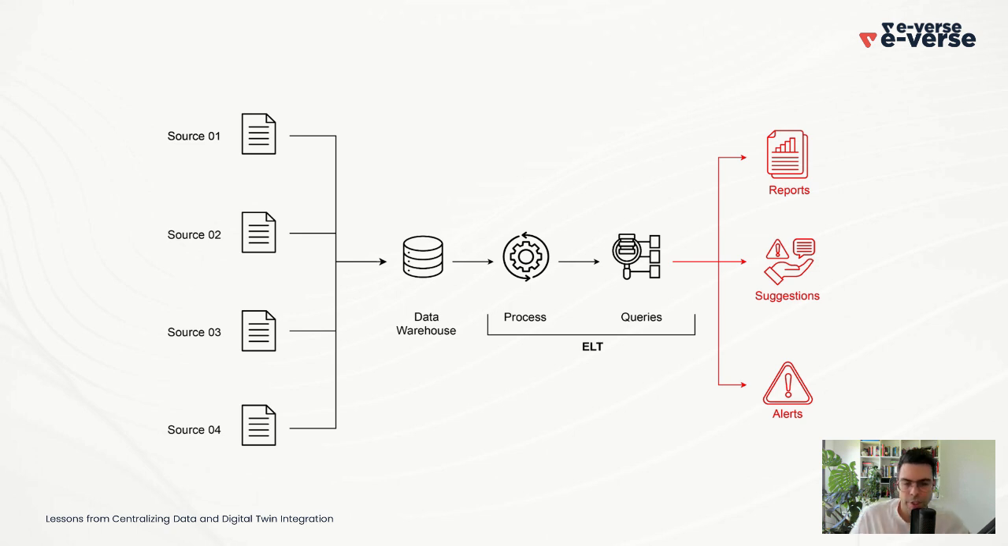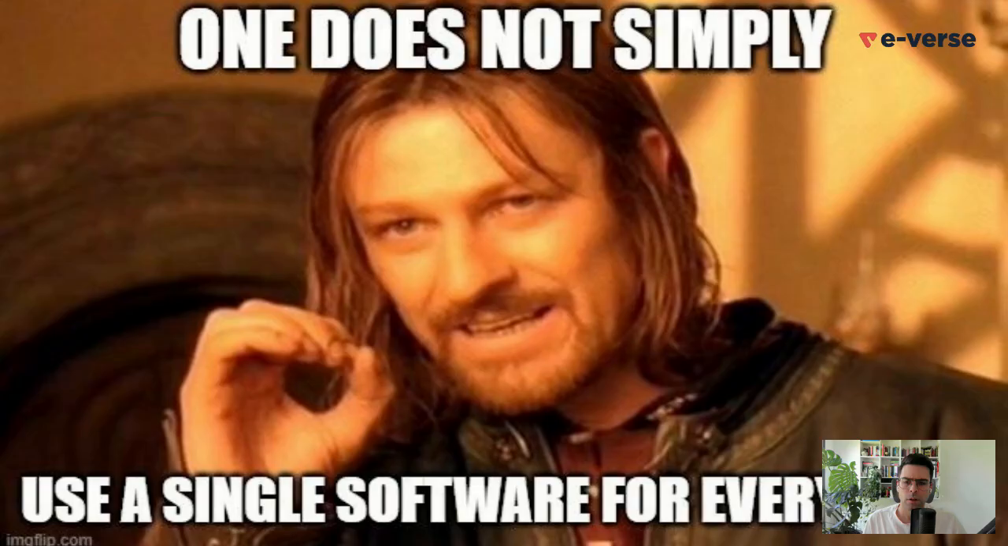So these were all approximations. At the beginning, it's hard when you're putting together a strategy like this because you don't know what you need until you get your hands dirty and know how much data you're going to be dealing with. So we divided it into these three outputs: reports, suggestions, and alerts. And then the problem was that one does not simply use a single software for everything. That never happens in any company.